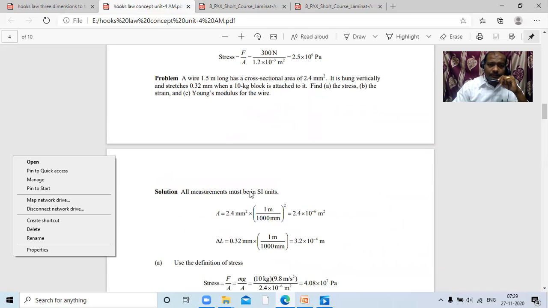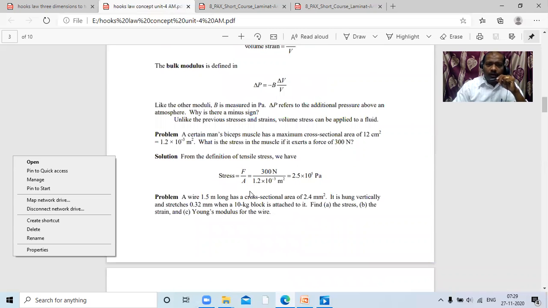Let us have a problem on one of these concepts. Here, a certain man's biceps muscle has a maximum cross-sectional area of 12 centimeters square. When it is converted, it is 1.2 into 10 to the power of minus 3 meters square. What is the stress in the muscle if it exerts a force of 300 newtons?